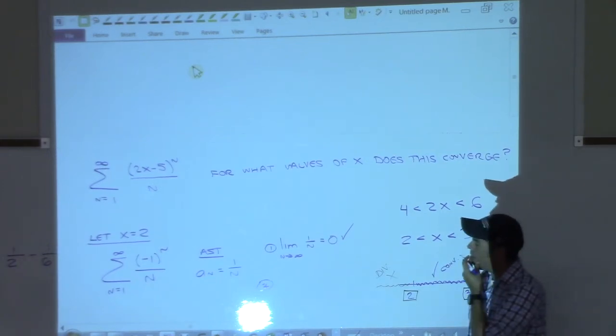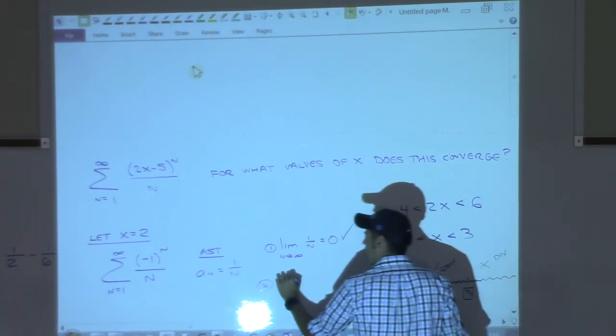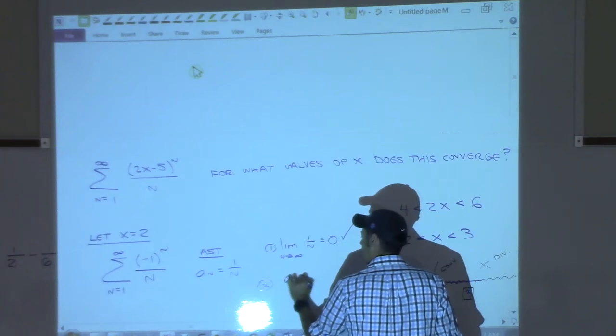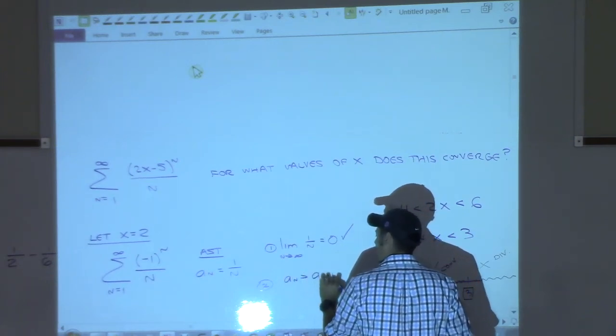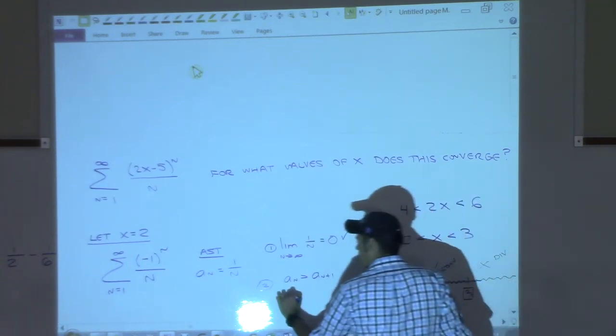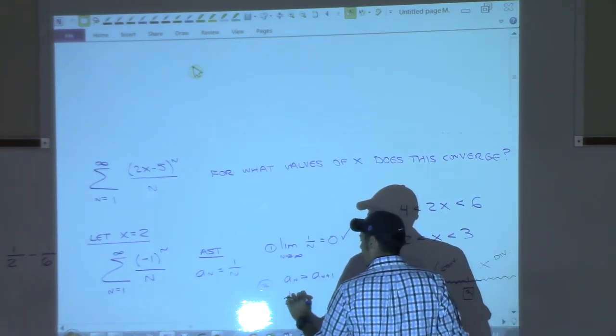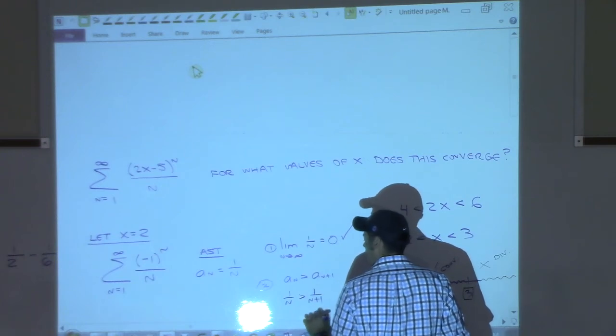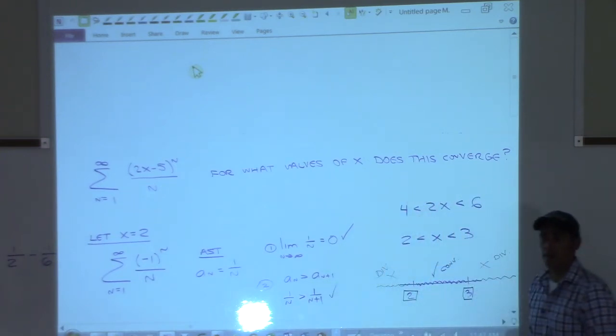A sub n is bigger than a sub n plus 1, right? Eventually, it's descending. So is that true? Is 1 over n bigger than 1 over n plus 1? Yes. Check. Okay?